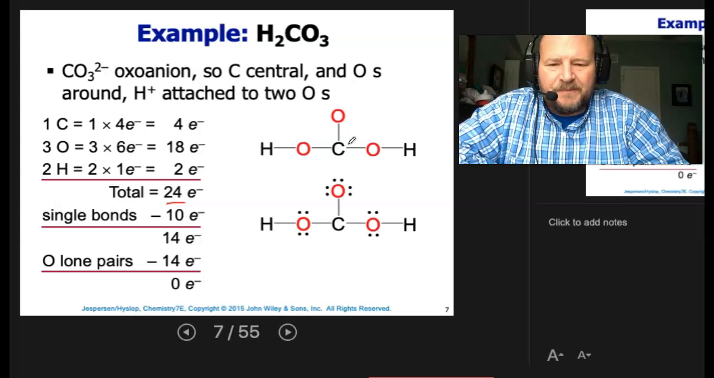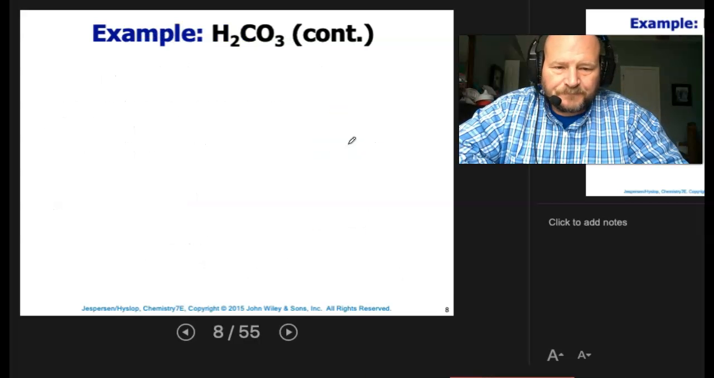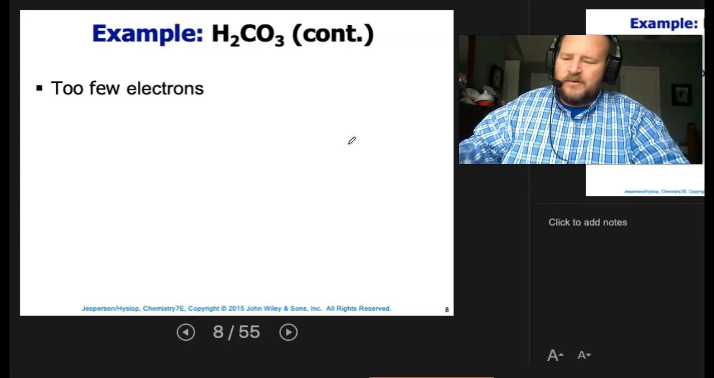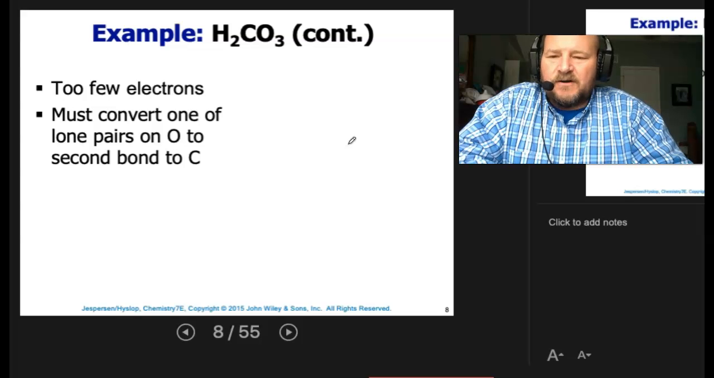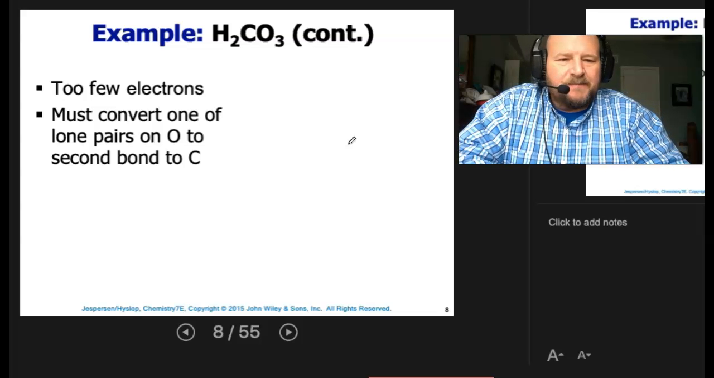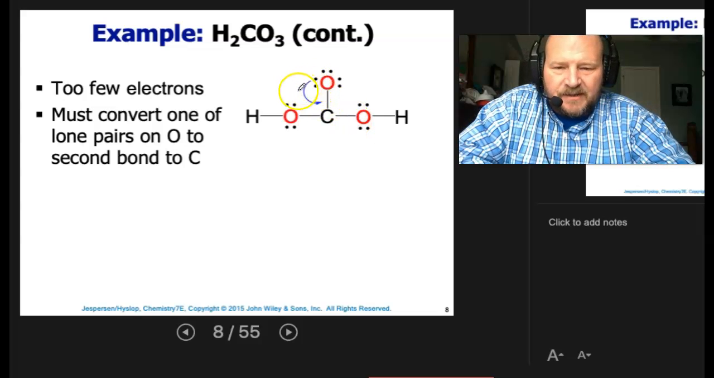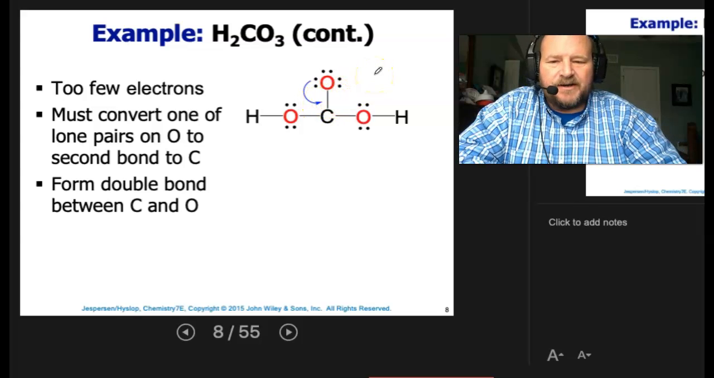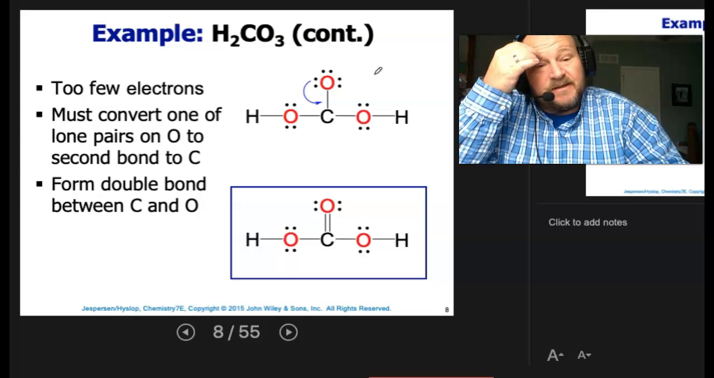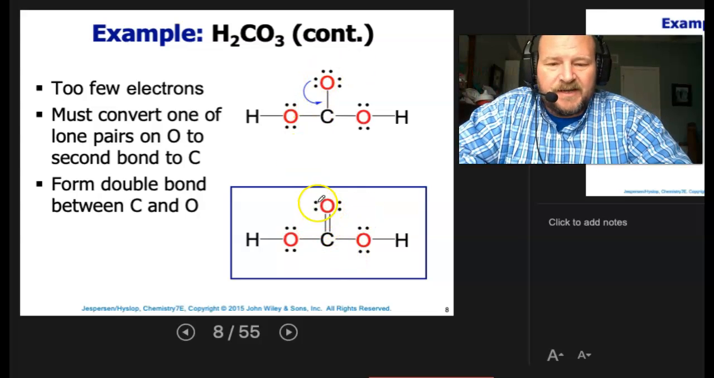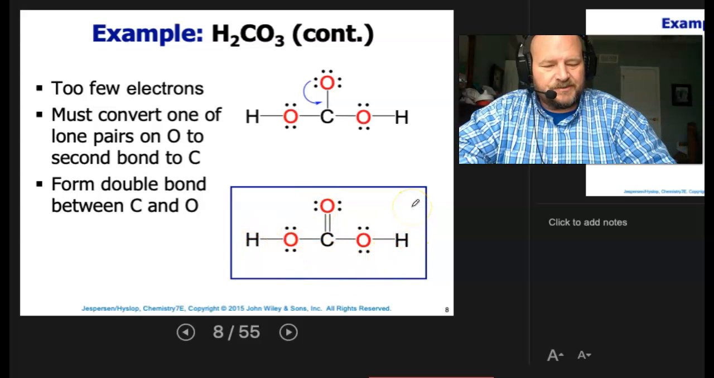Now, if we look at our central atom, the carbon, we'll notice that the carbon only has 6 electrons at this point. So we know that's too few. Carbon's going to need an octet. So the only way we're going to get that is to convert one of the lone pairs on the oxygen to a second bond to the carbon. So again, we'll start with this structure, but now we're going to take one of these lone pairs and push it in to the bonding area. We'll form a double bond that way, and we'll end up with the final structure H₂CO₃, where we have a double bond with the oxygen, 2 single bonds, and then our H₂ will be on those 2 single oxygens.